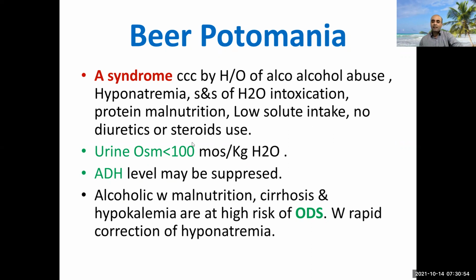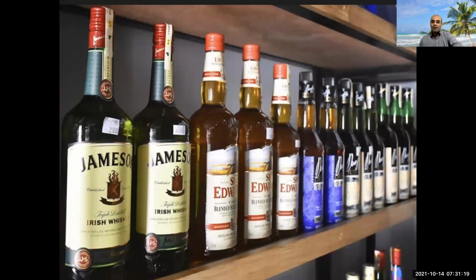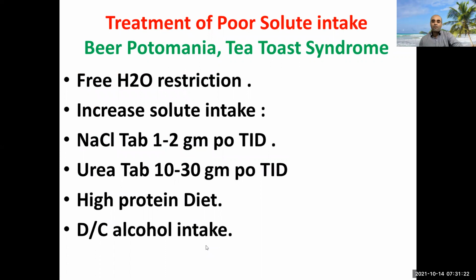Urine osmolality is less than 100, and the ADH level may be suppressed in this patient because the patient is already drinking more. An alcoholic with malnutrition, and maybe with alcoholic liver cirrhosis. Even with hypokalemia, they are at high risk for ODS with rapid correction of hyponatremia. Treatment of poor salt intake: beer potomania, tea-and-toast syndrome.